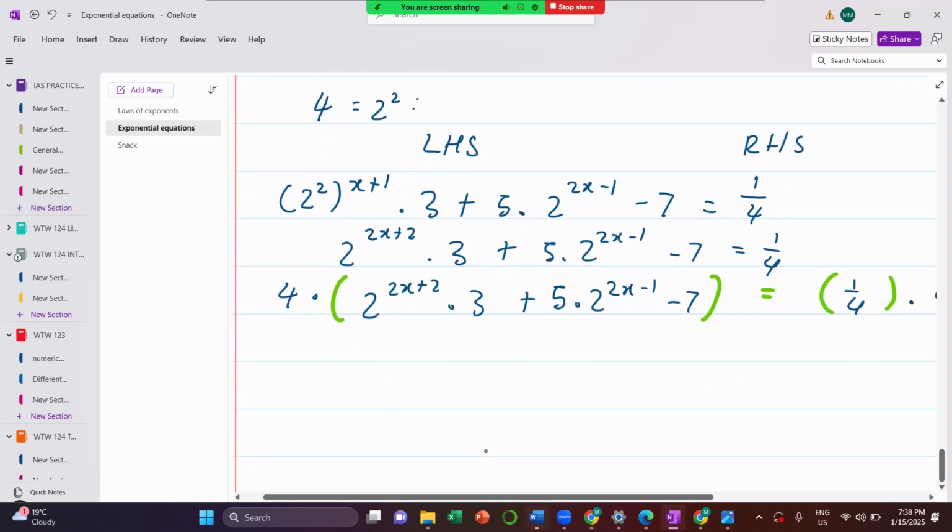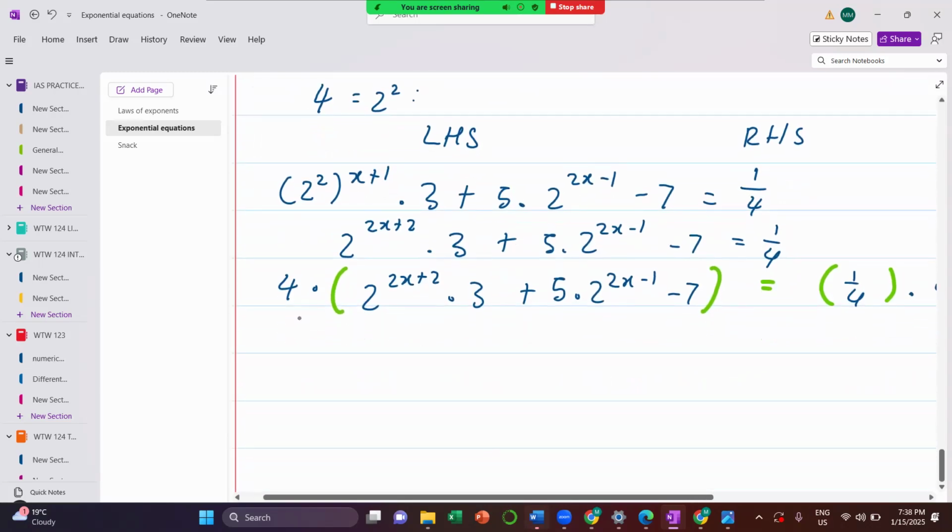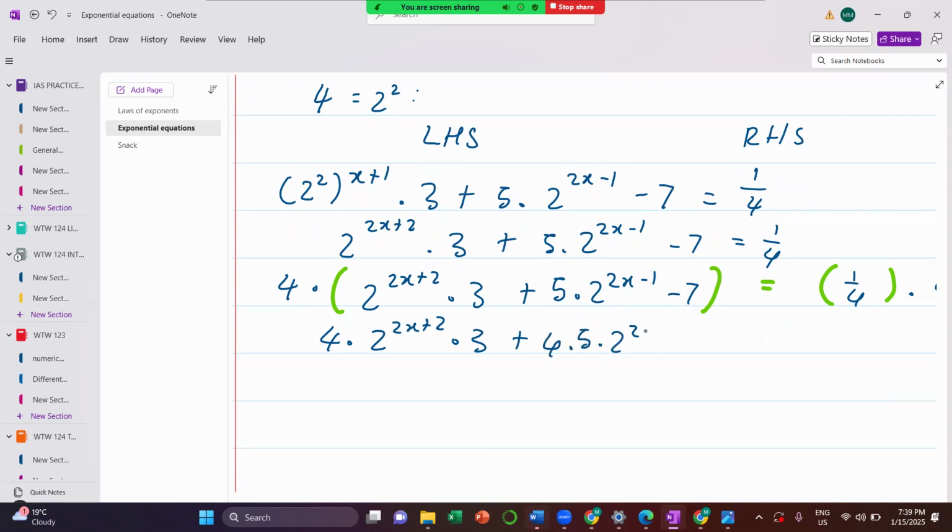Yes, okay. So here, this 4 is just going to multiply this first term, which is 2 to the exponent of 2x plus 2 multiplied by 3, and it's going to multiply the second term, which is this one. And then it's going to multiply the third term, which is that. So I'm going to have 4 multiplied by 2 to the exponent of 2x plus 2 times 3 plus 4 multiplied by 5 times 2 to the exponent of 2x minus 1 minus 4 times 7. All equal to what? To 1.